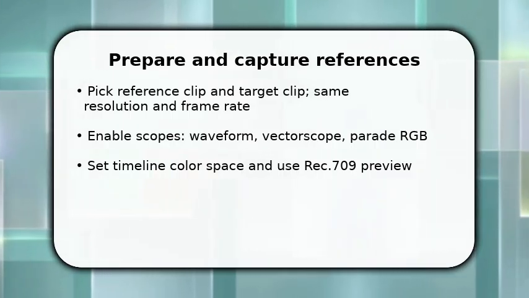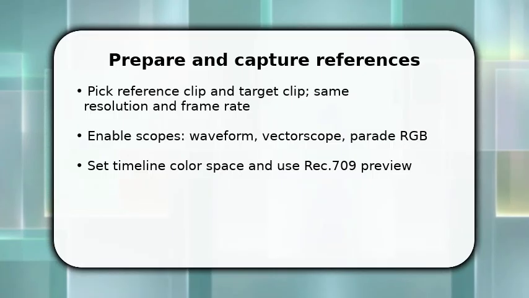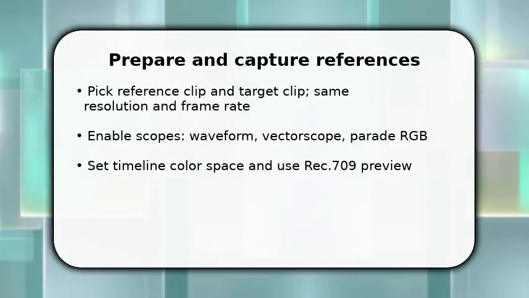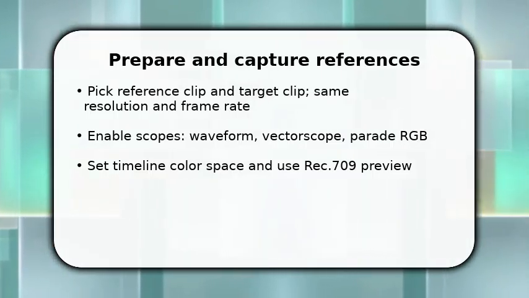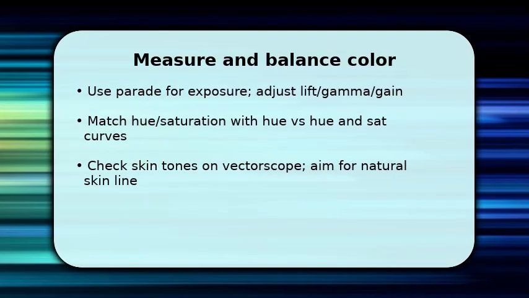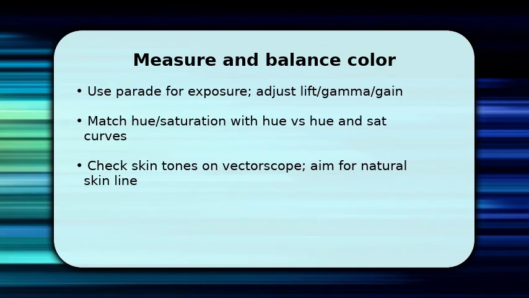Next, normalize exposure roughly with a primary lift/gamma/gain pass so you're comparing color, not brightness. Make sure clips are playing at full resolution. Once your clips are normalized, use the parade to match luminance. Tweak lift for shadows, gamma for midtones, and gain for highlights.